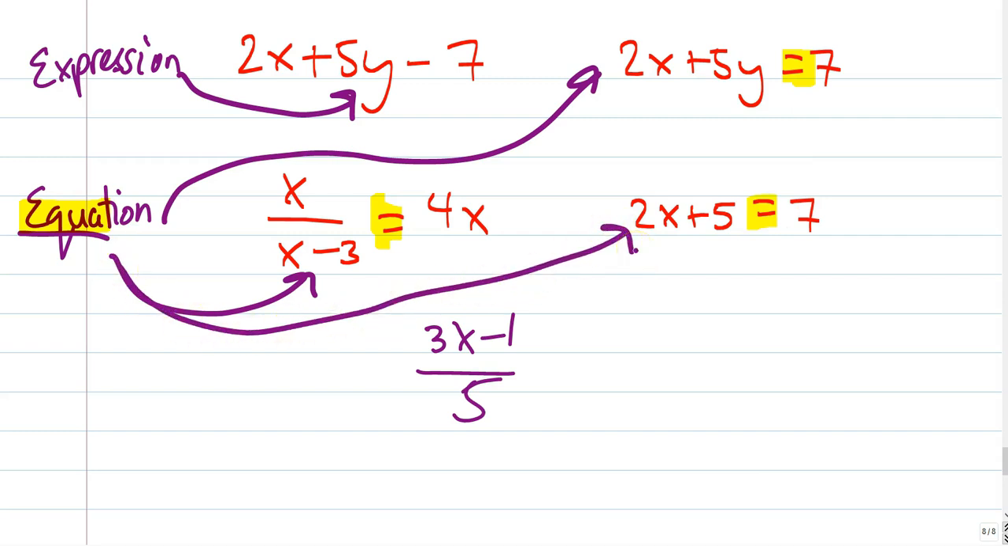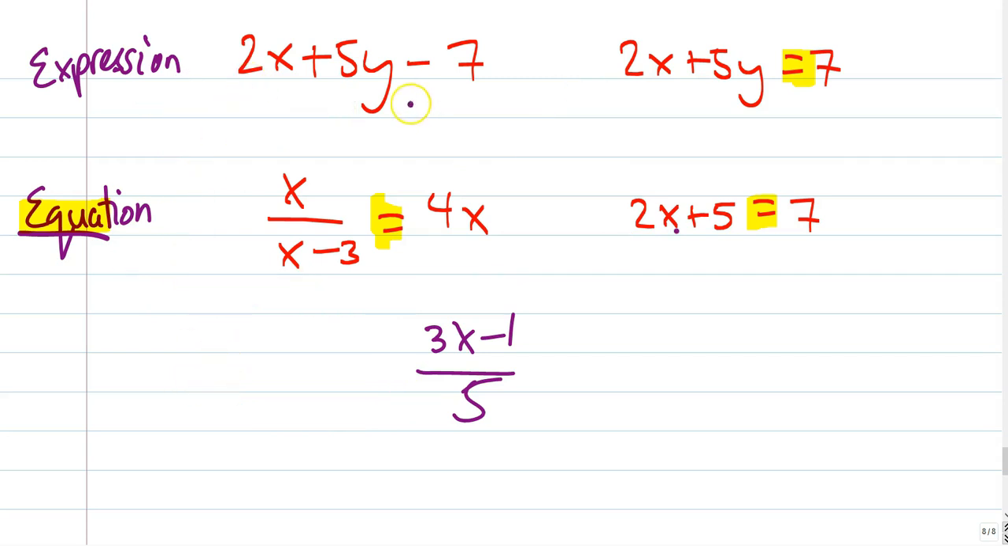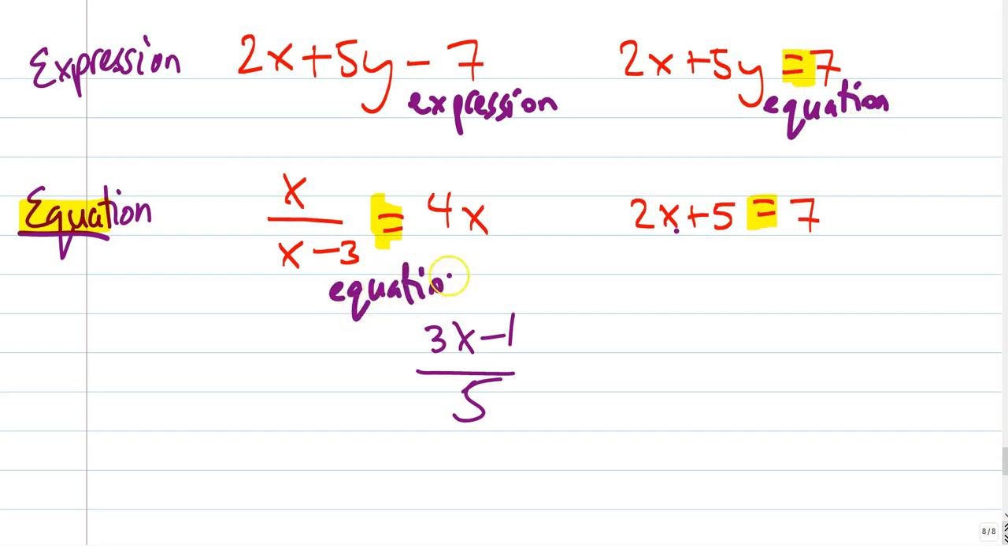And last but not least, 3x minus 1 over 5, or divided by 5. Never at any point did I say equals, so that makes that an expression. If you don't like my arrows, I get it. I could do expression. Equals makes it an equation. Equals makes it an equation. Equals makes it an equation. And no equals makes it an expression.